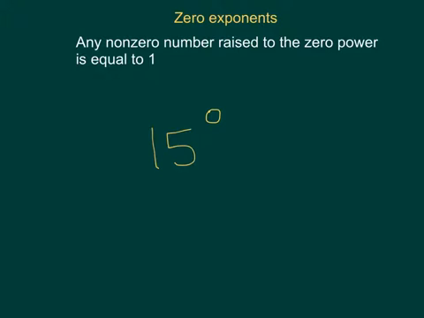When we have 0 as an exponent, the number turns into a 1. So anytime that you have a number to the 0 power, it equals 1.